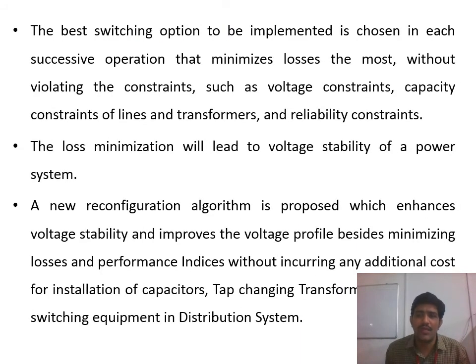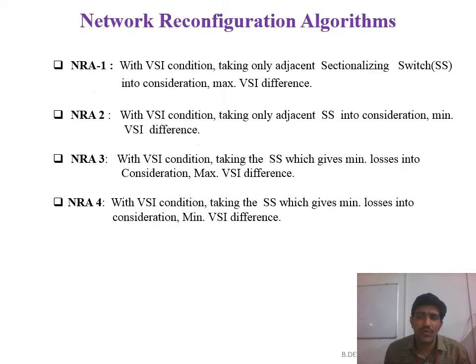This switch gives the minimum losses and maximum voltage boost. So in this case we have to use the four configurations: NR method 1, NR method 2, NR method 3, and NR method 4. These all four configurations I have explained in a flowchart manner.